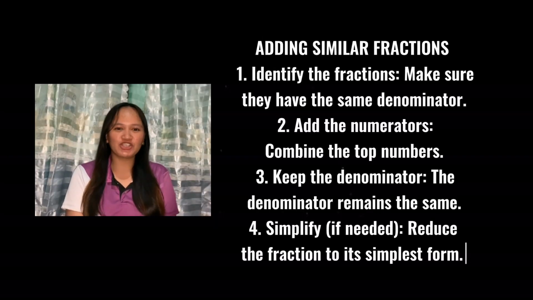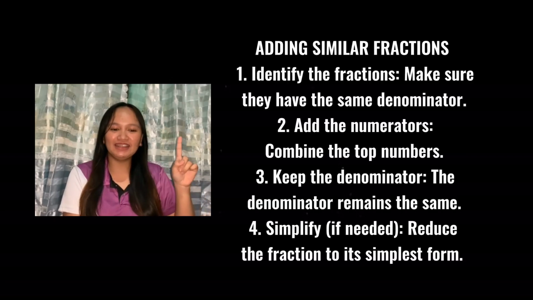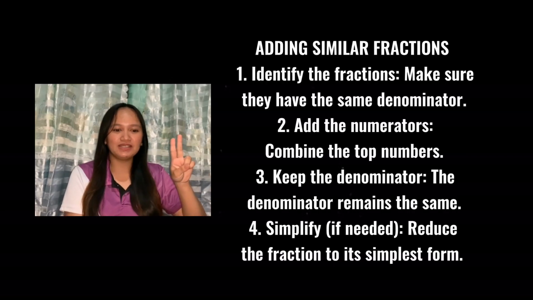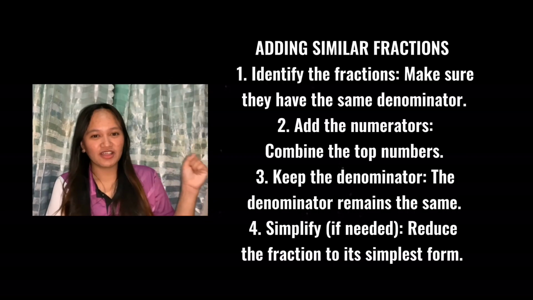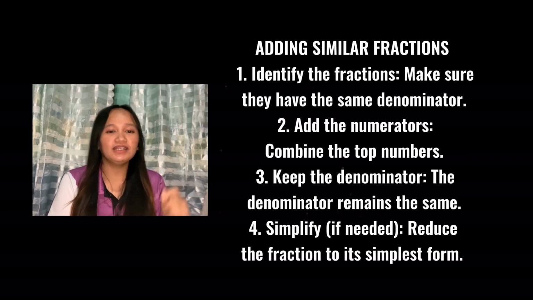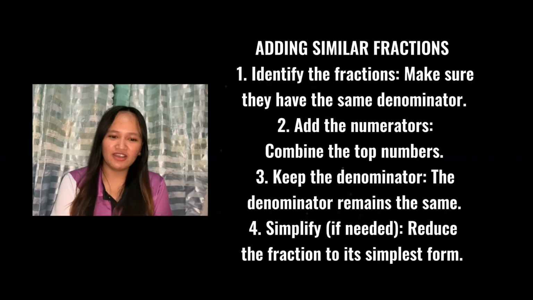Adding similar fractions, there are 4 steps. First one is identify the fractions. We should make sure that they have the same denominator. Second step is add the numerators or combine the top numbers. Third step is keep the denominator, or the denominator remains the same. Fourth and the last step is simplify if needed. Reduce the fraction to its simplest form.